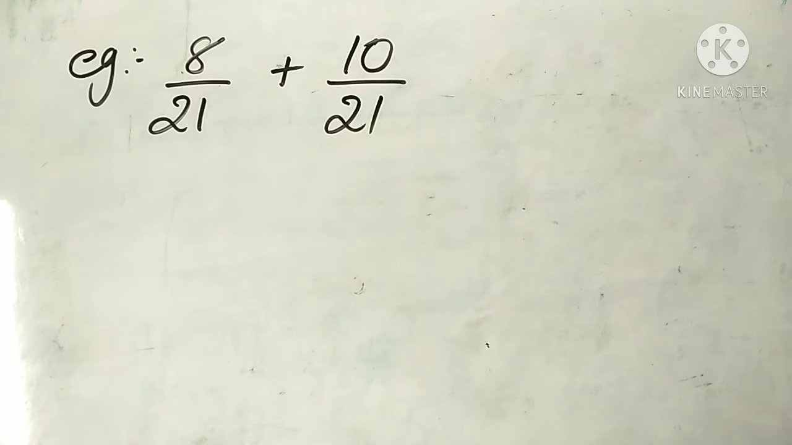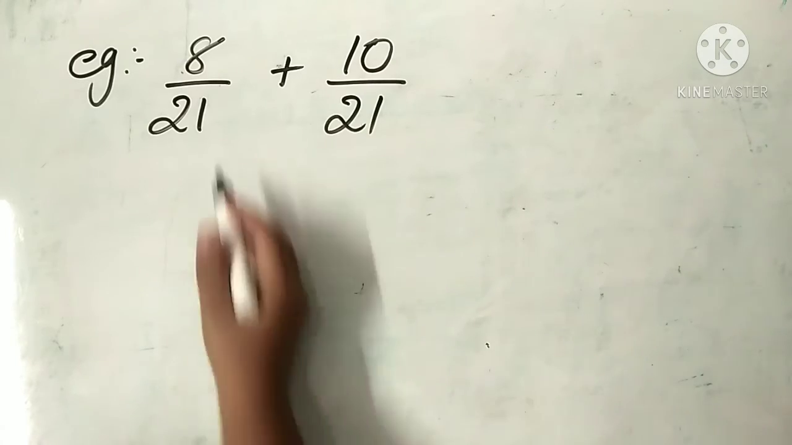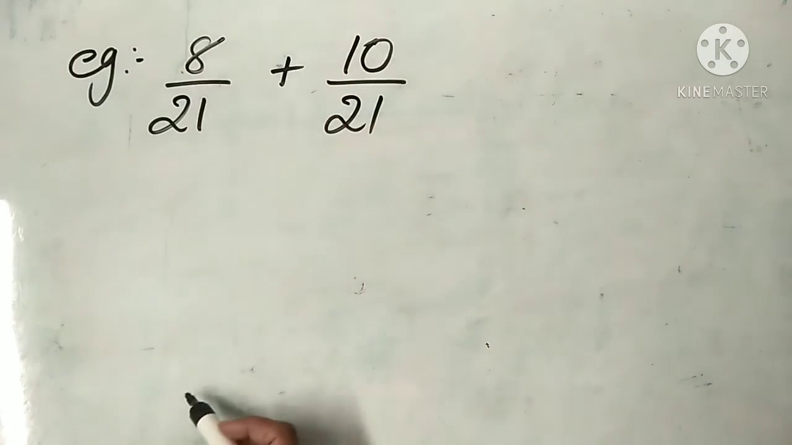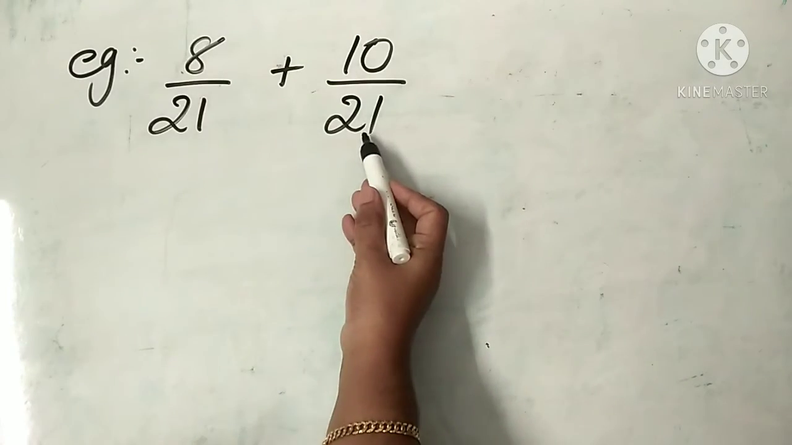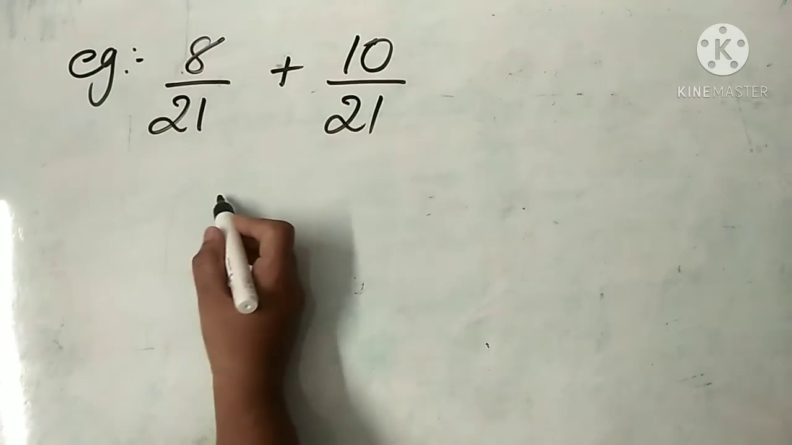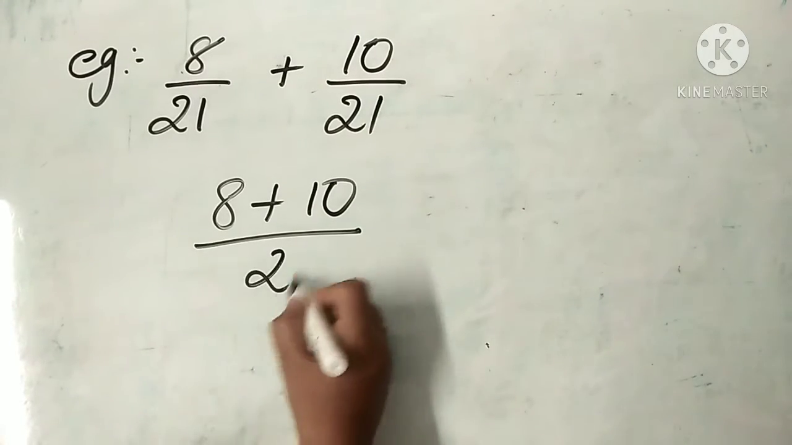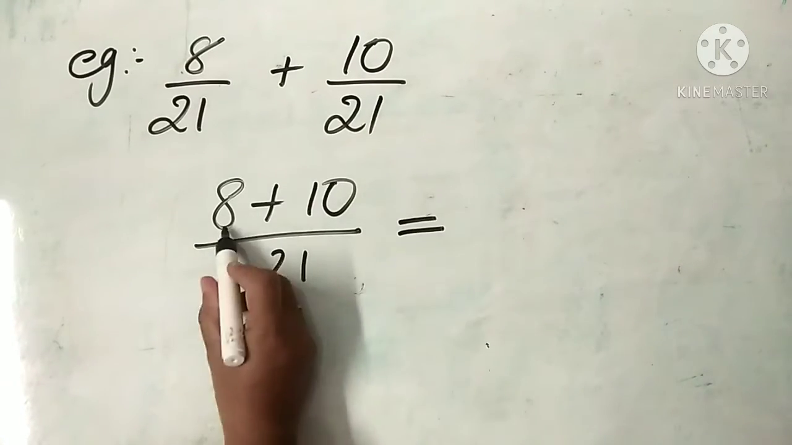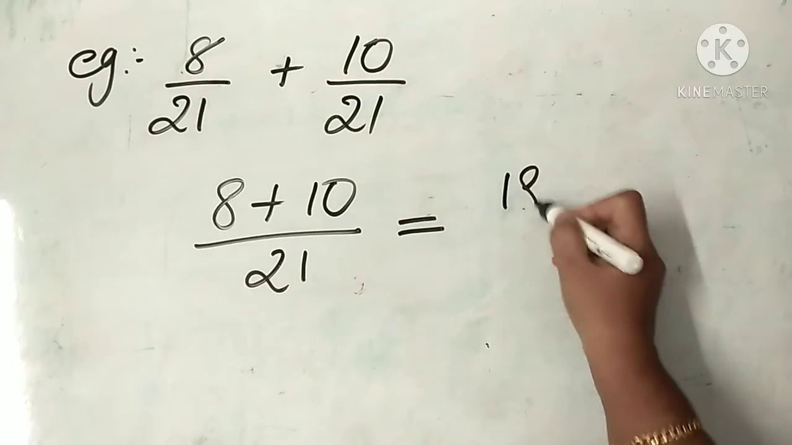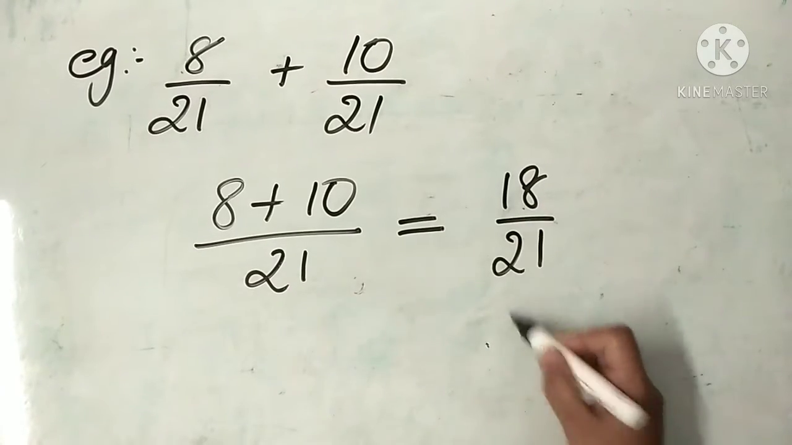Another example, 8 by 21 plus 10 by 21. They are also like fractions. When it is like fractions, we need to just add the numerator and write the denominator as it is. So here we can write it as 8 plus 10 by 21. That is equal to 8 plus 10, 18 by 21.